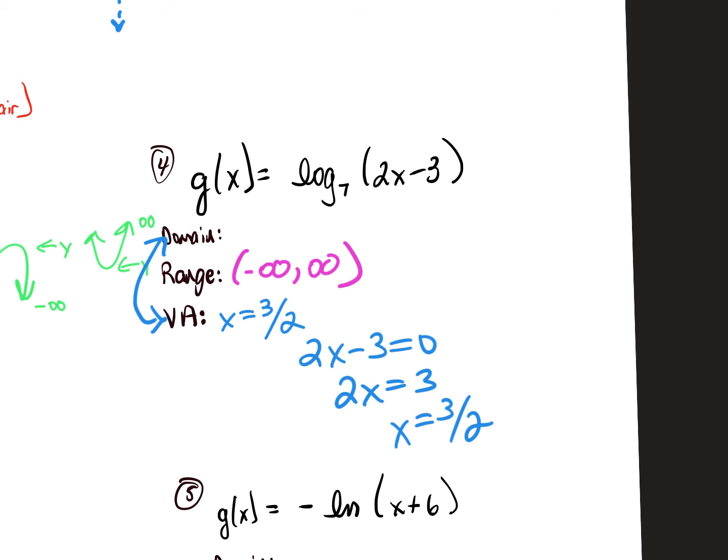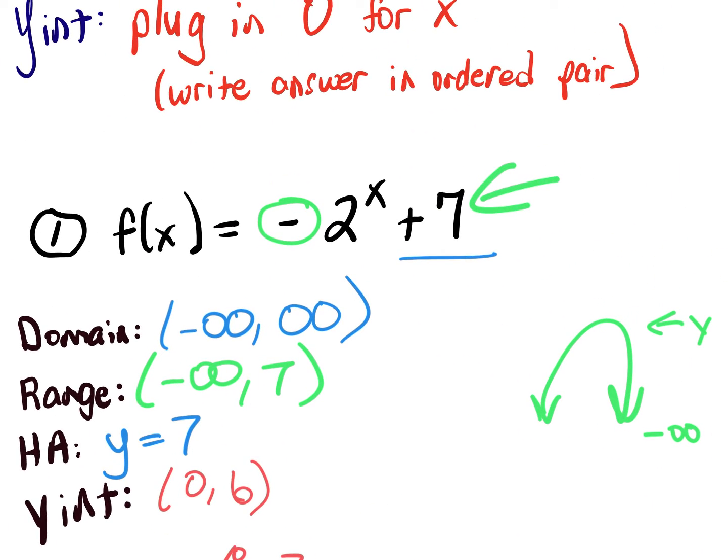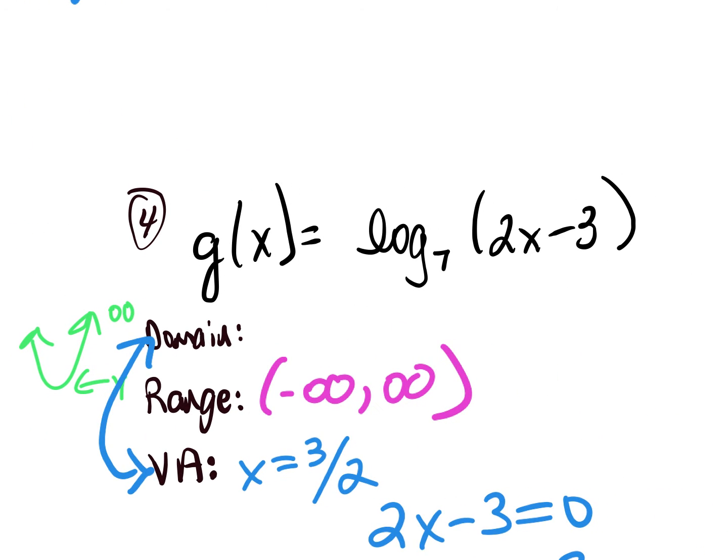No, the y-axis, right? Over here, I had to worry about a reflection over the x-axis, top to bottom. Over here, I need to worry about if there's a reflection left to right. Where is a reflection over the y-axis? Is it out in front or is it inside with the x? It's inside with the x.